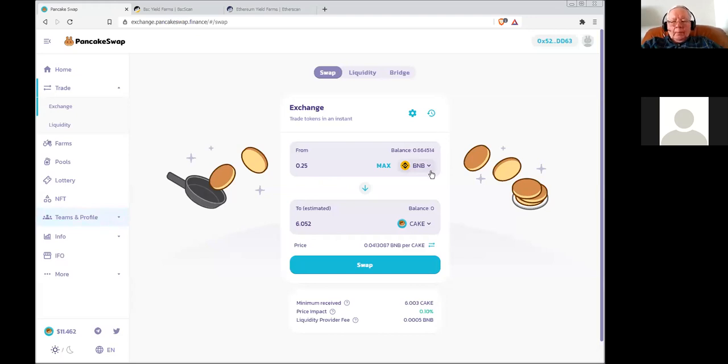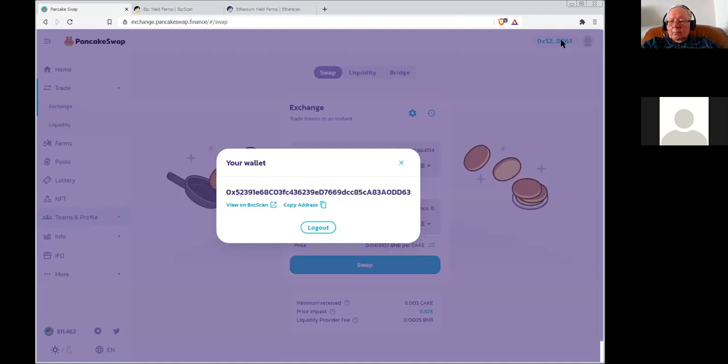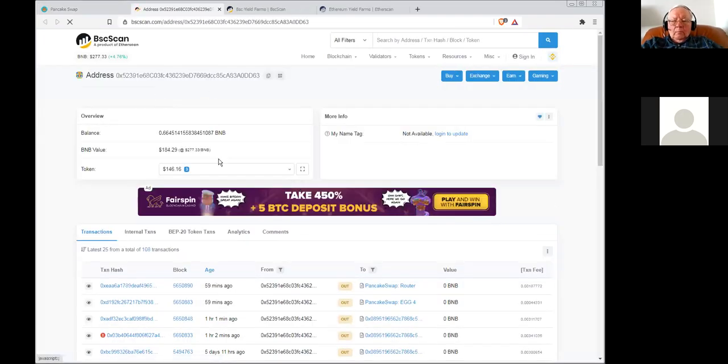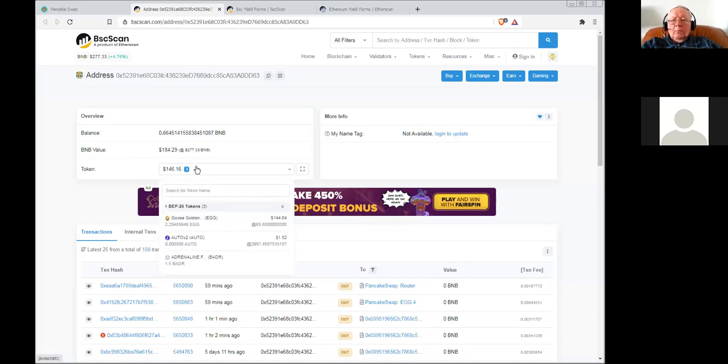I've never had this happen before. But okay, if you click on your address up there, it says view on BscScan, and you can actually look at your wallet address, and here's your value in the Binance coin, and then any other tokens that I have.